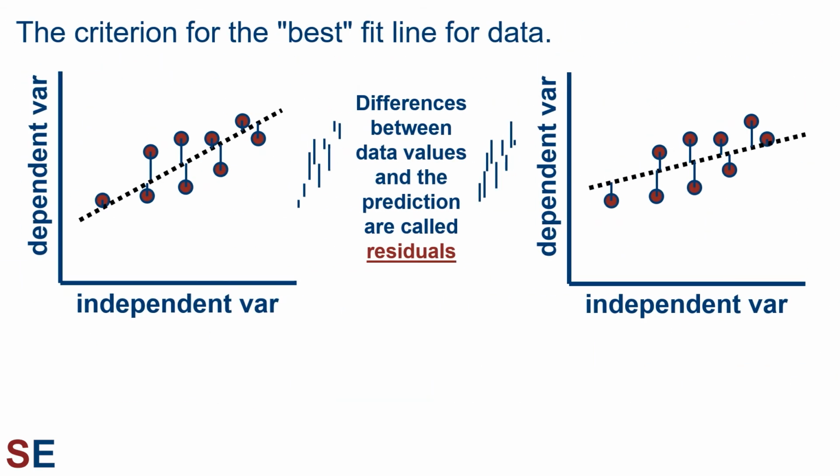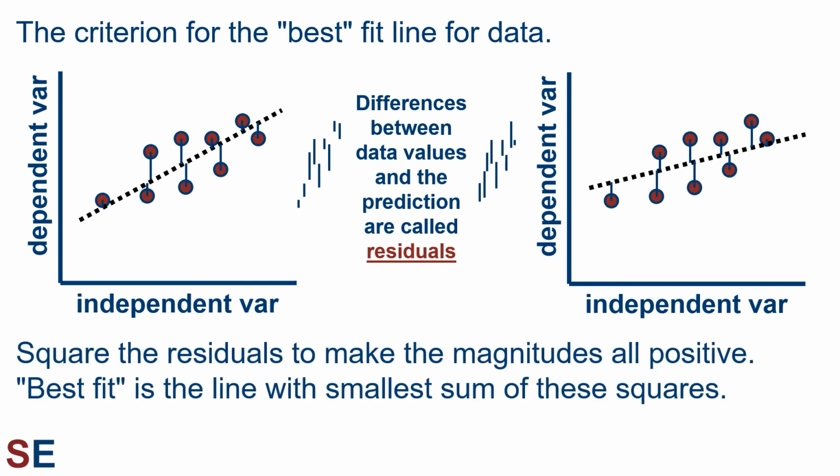The criterion used to determine the best fit line for data involves looking at the differences between the data values and the prediction for where we would expect those data values to be based on the independent variable. For each of our two figures, the line shown is making predictions about where the y values should be based on the x value. And we can see that sometimes the actual values are above or below where we would expect them to be. These differences between the data values and the predictions are called residuals. All these residuals together give us a sense of how good a job the line is doing at getting close to all the data values. The smaller they are in general, the better the line is doing at showing where the data is.